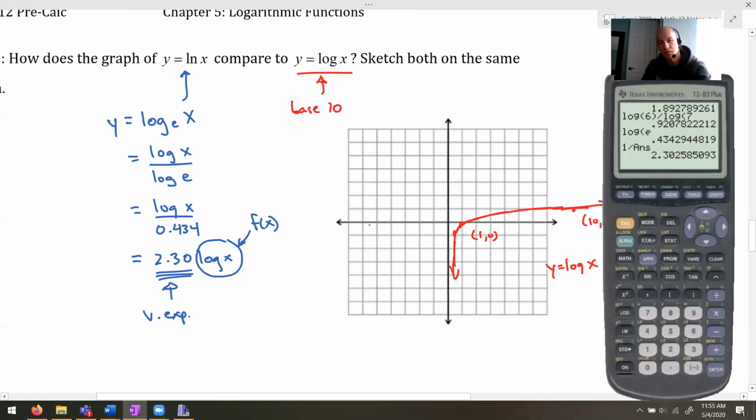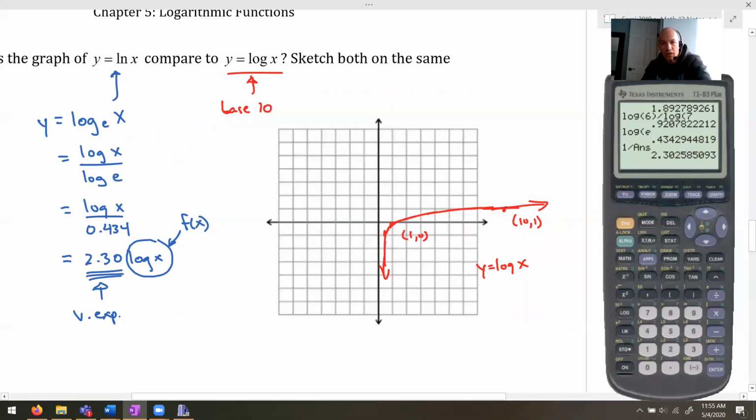So without having to do a table of values and all that, I can actually say the points I would have here would be 1, 0 is not changing, but 10, 1 is actually going to go up to 10, 2.3, 2.30 or whatever. So what I can see here is my graph is actually going to get, I guess, taller, and then it's going to go down a little faster. And that's what y equals ln x would actually wind up looking like. It looks a little bit higher than log x.